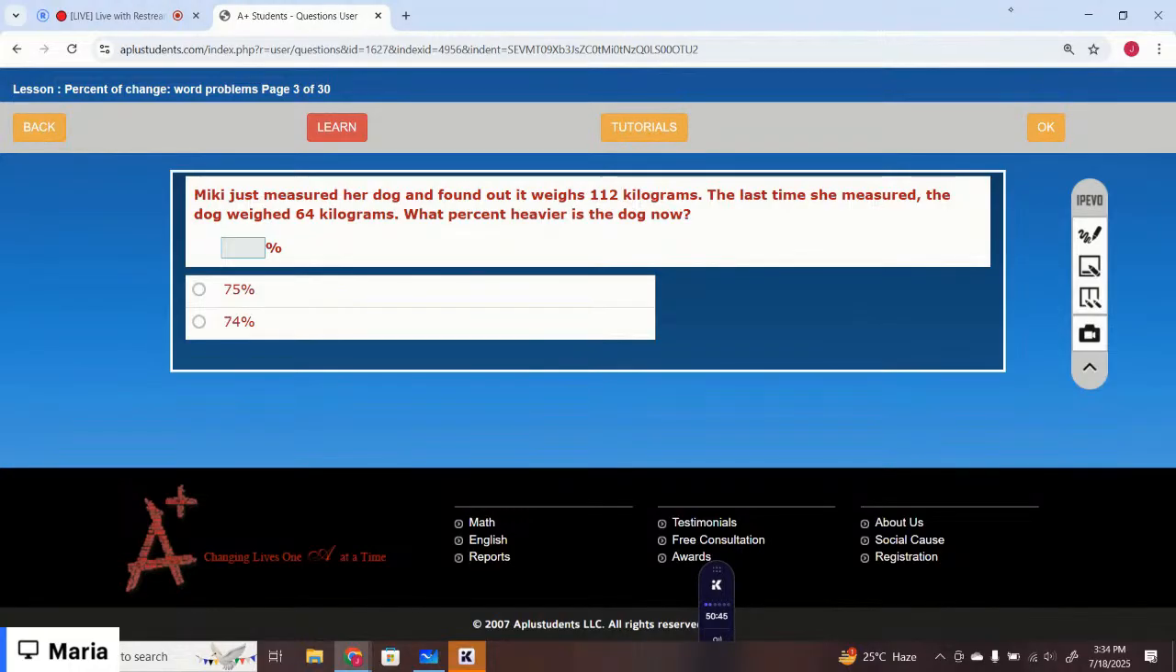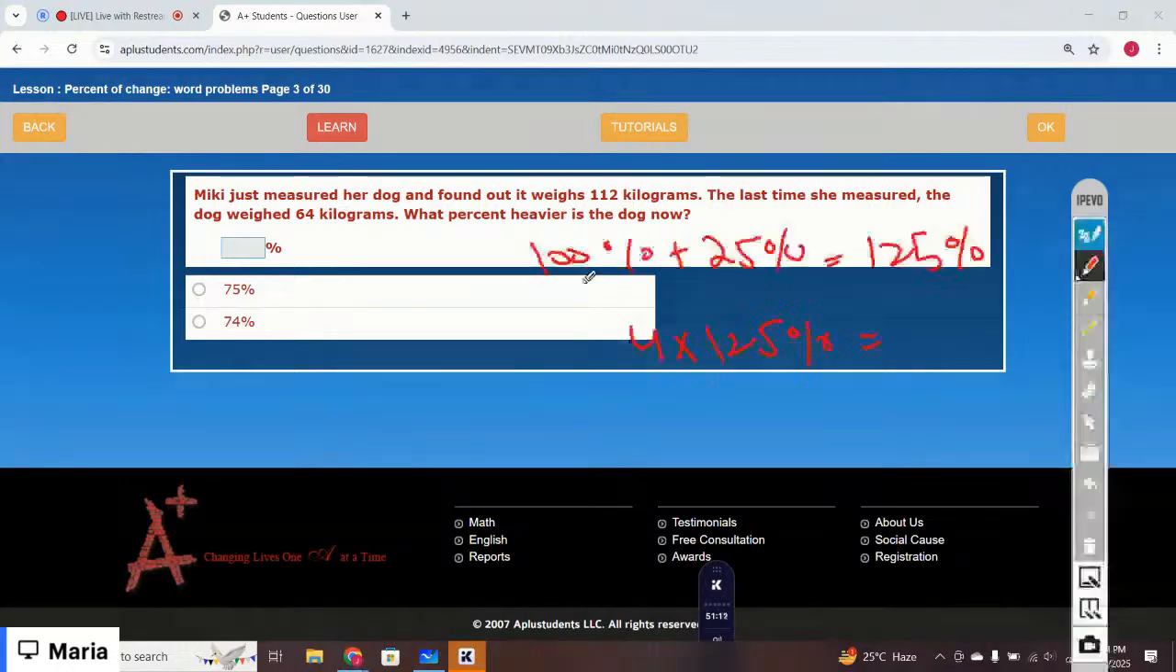What percent heavier is the dog now? 112 kilograms now, right? And earlier it was 64 kilograms. What percent is it? So you can calculate the percent of change, right? That would be 112 minus 64 over 64, because originally it was 64 kilograms.